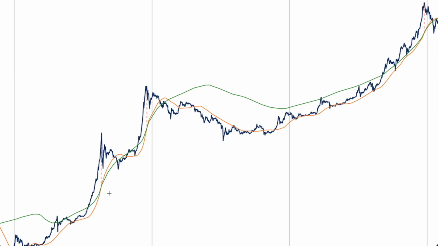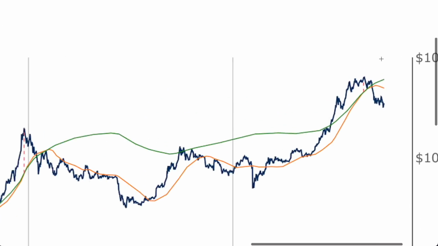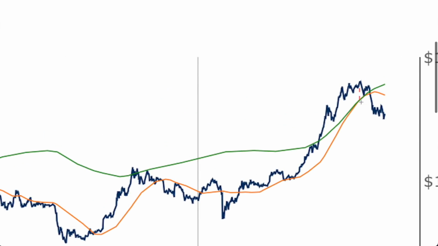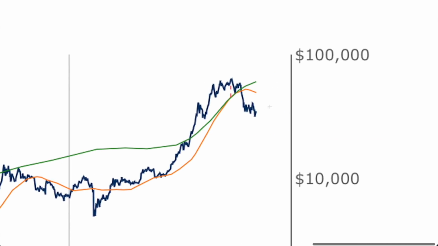So this Pi cycle top doesn't have to be definitive, and mid-cycle correction 2013 is a great example of that, because if we're seeing many different similarities between 2021 and 2013, we're also seeing a cycle top here, but we're also seeing many signs of this being a mid-cycle correction as well, because this wasn't your picture-perfect crossover.